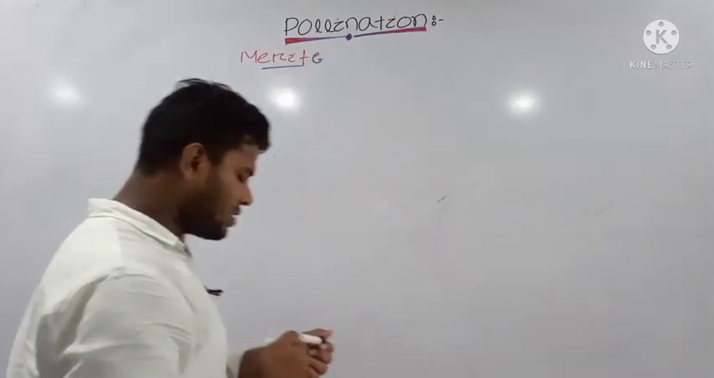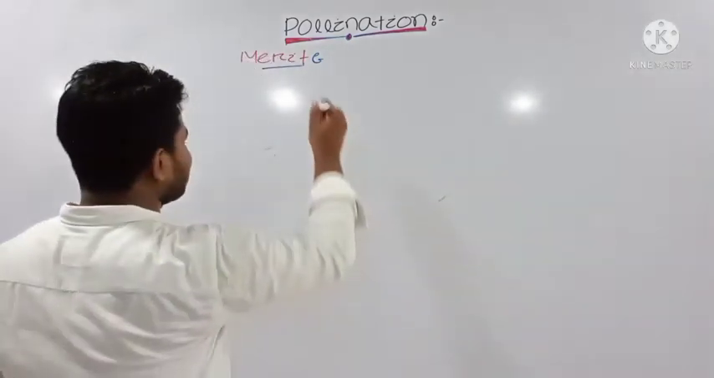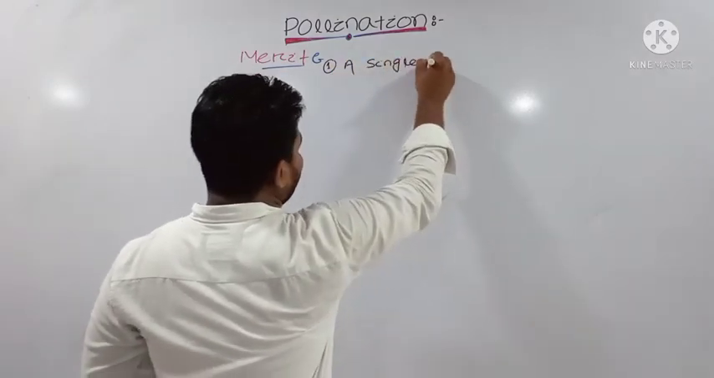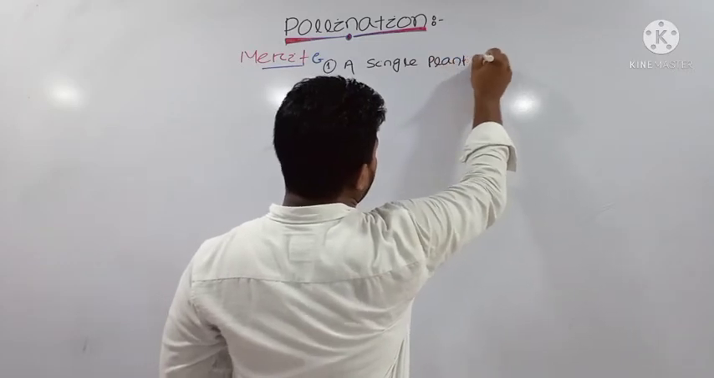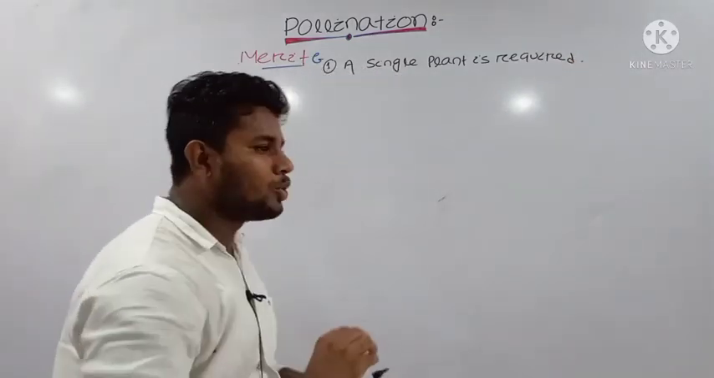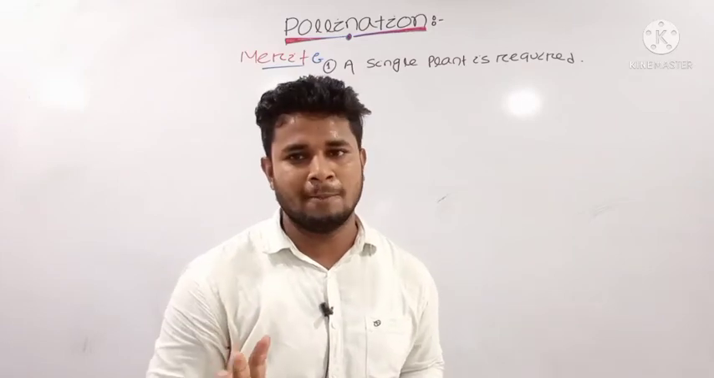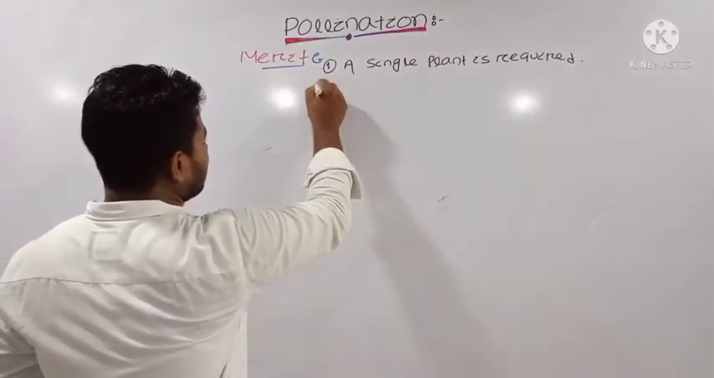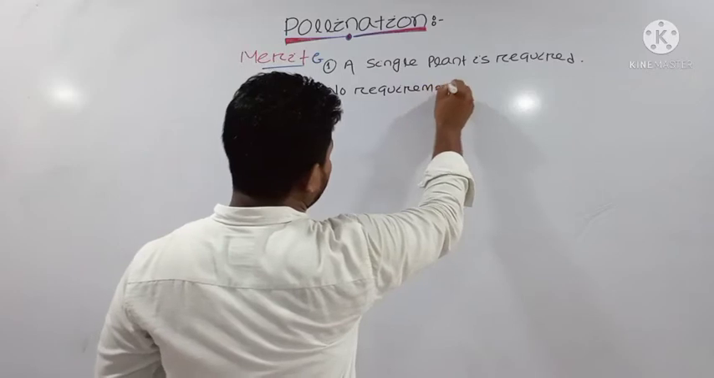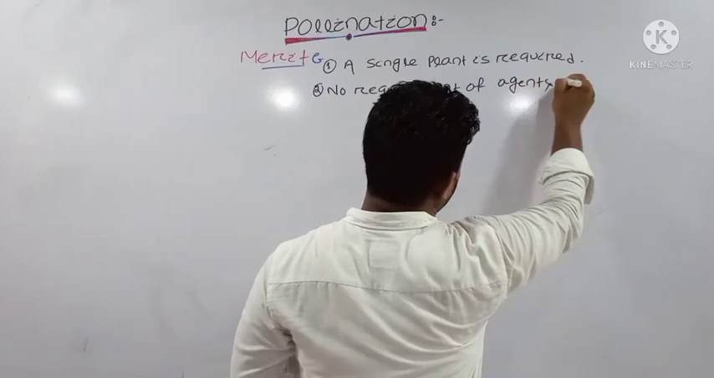First merit is that, as we know, in self-pollination only a single plant is involved. So we can say that a single plant is sufficient, a single plant is required. Clear? Here no other plant is involved, we can use only a single plant and the self-pollination process can occur. And basically here there is no requirement of agents of pollination.